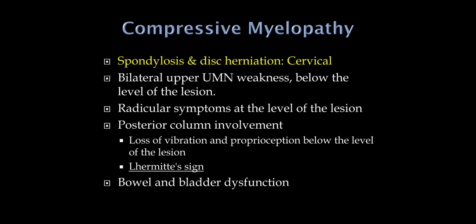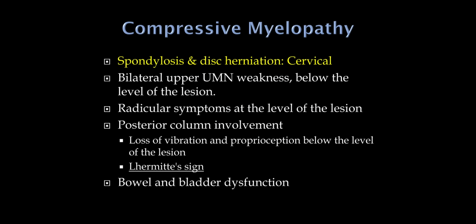Frequently, the posterior columns will be involved as well, and if you remember that conveys vibration and proprioception, then you'll understand that these patients have a second reason for having gait instability. Not only do they have spasticity in the legs, but they also don't have good proprioception. So you'll look for vibration and proprioception deficits on exam.